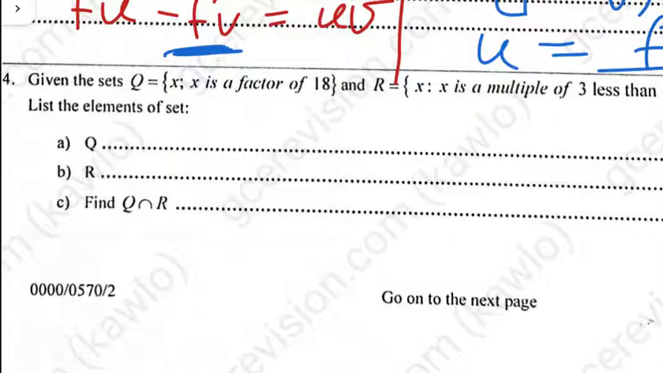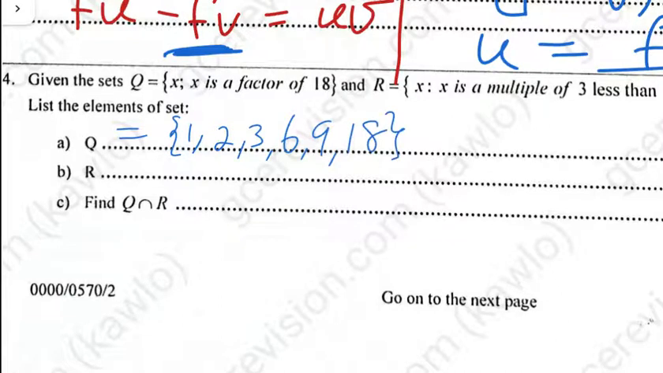Elements of the set Q will be equal to, so we're going to write it in set notation. And what are the factors of 18? 1, 2, 3. Is 4 a factor of 18? No. 1, 2, 3, 6, 9, and 18. So these are the factors of 18.